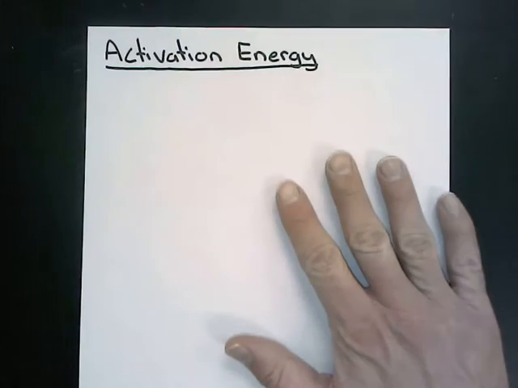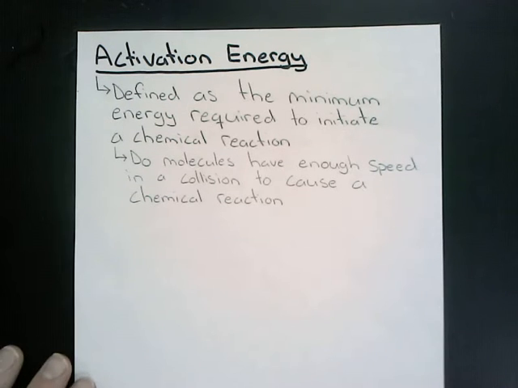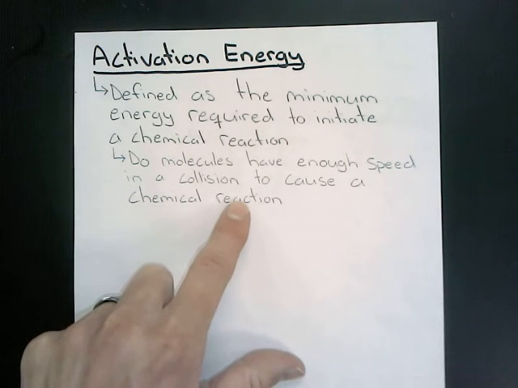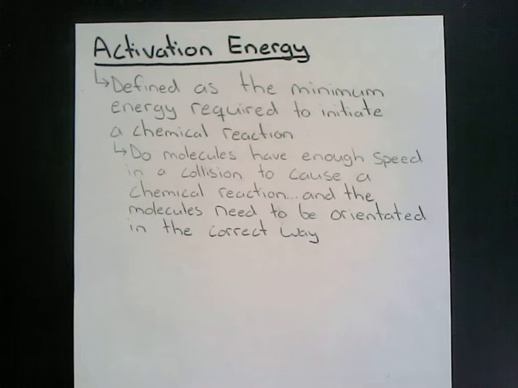Okay, so activation energy is defined as the minimum energy required to initiate a chemical reaction. In other words, what this is saying is, when molecules collide together, do they have enough speed to reach this minimum threshold of energy? And along with this proper speed, those molecules still need to be oriented in the correct direction. So activation energy has the symbol E with a subscript A.